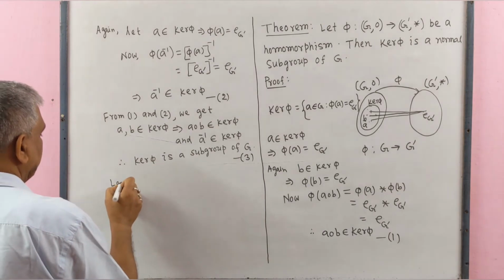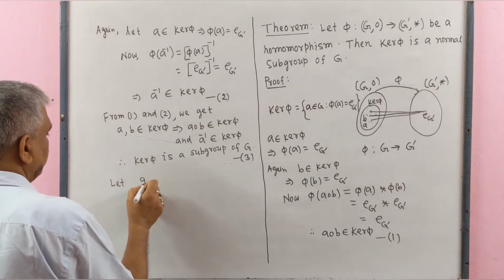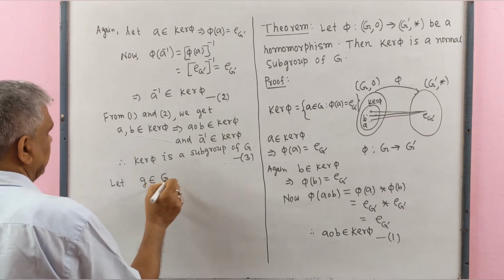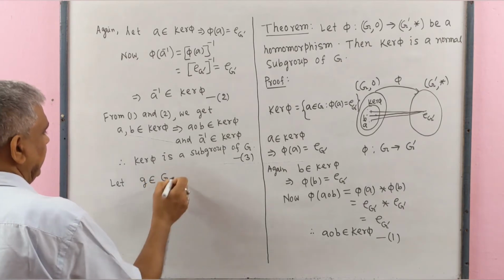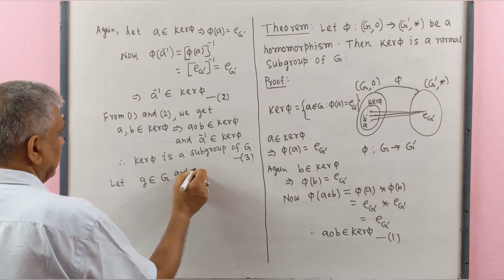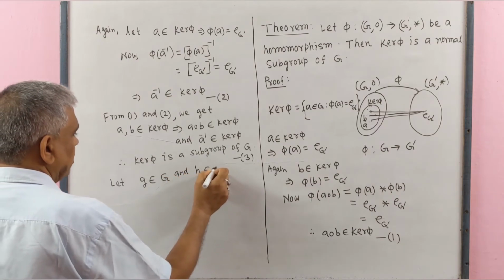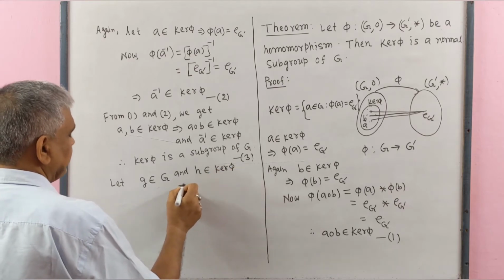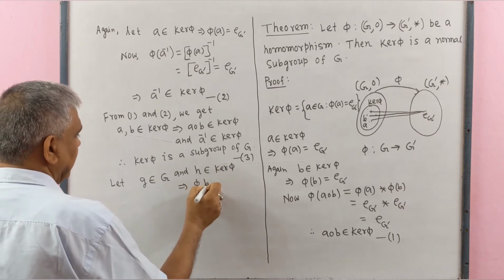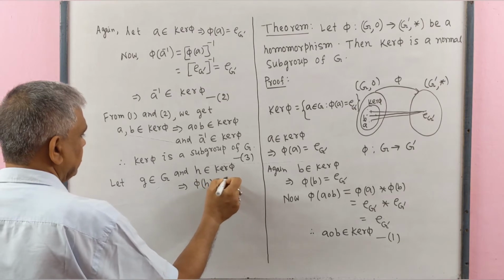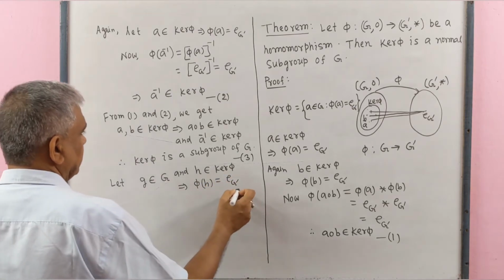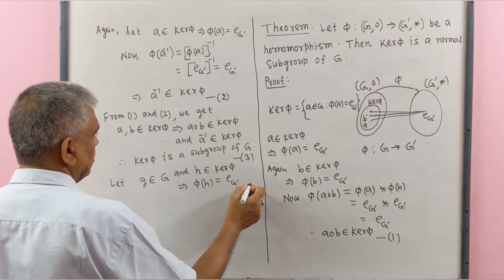Now let g be any element of group G and h belongs to ker phi, which implies that phi(h) equals e_G'. This is number 4.